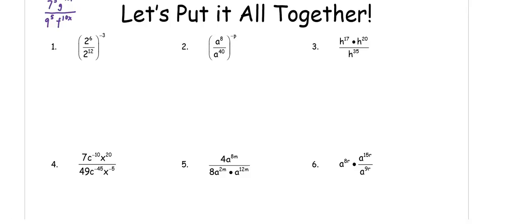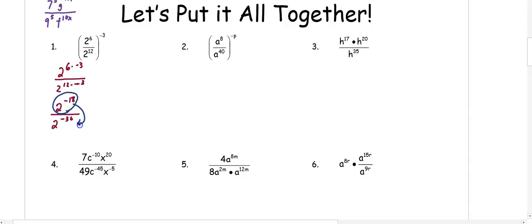So let's put it all together now. So number one, first thing I need to do is multiply my exponents. 2 to the 6 times negative 3 over 2 to the 12 times negative 3. That gets me 2 to the negative 18 over 2 to the negative 36. Both of my exponents are negative, so they need to switch parts of the fraction. So the numerator goes to the denominator and the denominator goes to the numerator. 2 to the 36 over 2 to the 18.